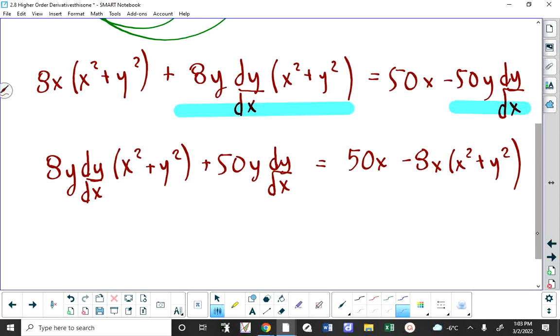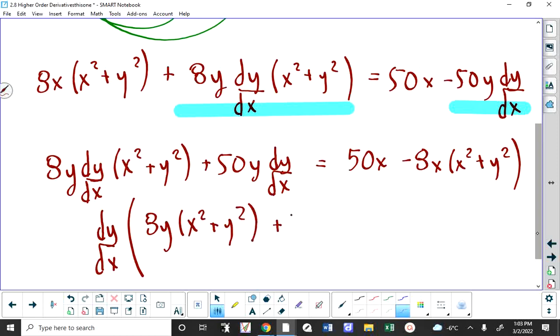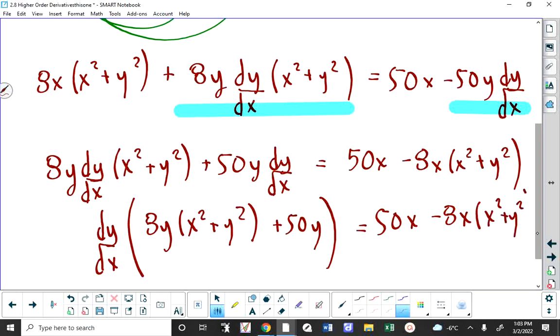Now I can take the dy dx out of both sides here, Liam. Dy dx. What will I have left? I'm going to have my 8y, the x squared plus y squared, then plus my 50y, and this will be equal to 50x minus 8x times x squared plus y squared. Double check everything. I took out the dy dx. That looks okay on the left. I'm left with 50x minus the 8x times x squared plus y squared.